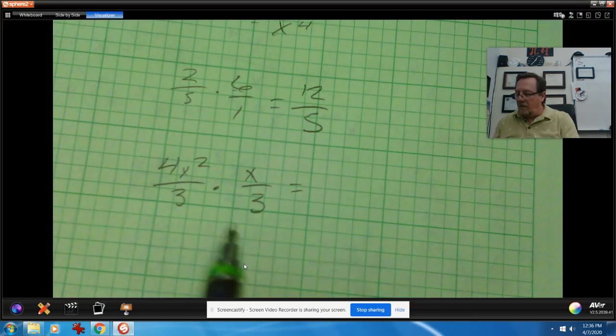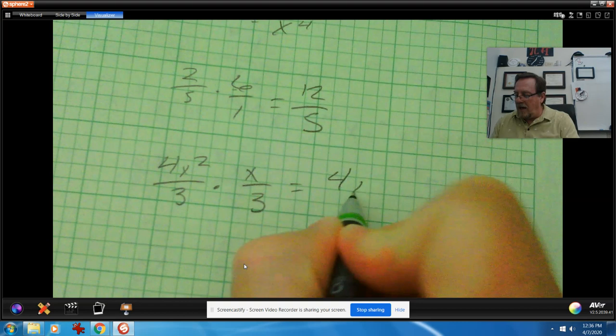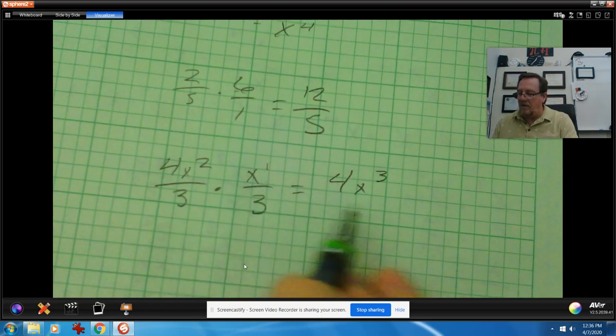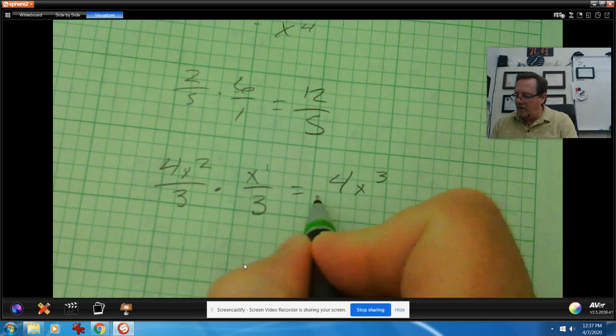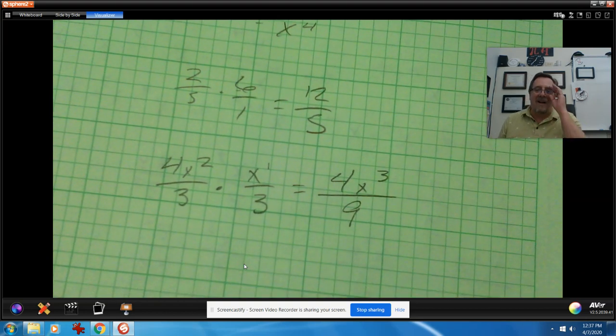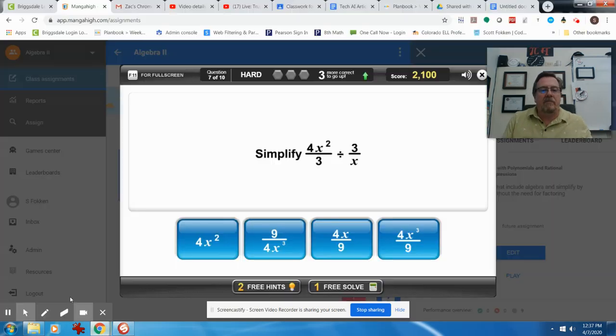So, 4x squared times x is 4x to the third, because 2 plus 1 is 3. And 3 times 3 is 9. Don't say 6, we're not adding. That's 4x to the third over 9. Boom, 4x to the third over 9.